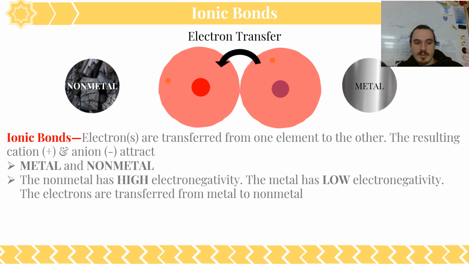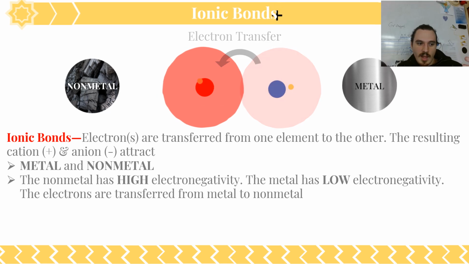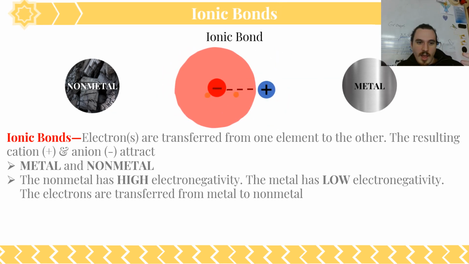So in this case, our electron gets transferred. And after this transfer occurs, the nonmetal has collected that electron. The metal has lost that electron, meaning we have that cation and anion, and these oppositely charged particles attract together. They're pulled together by Coulomb's law.